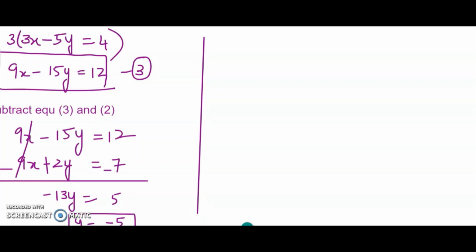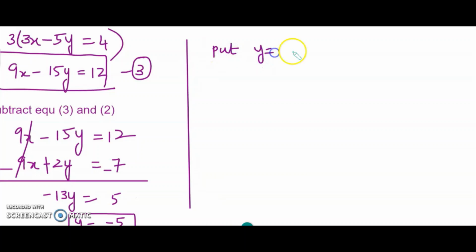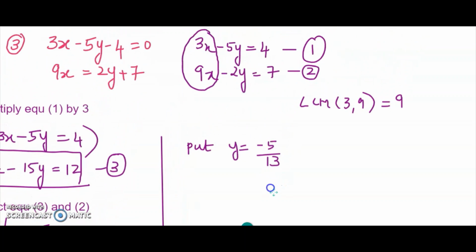So let's put the equation value in. Which one? Let's check it. I think I'll go for the first equation. Okay, put y equals to minus 5 by 13. Which equation should I select? Best is 1.